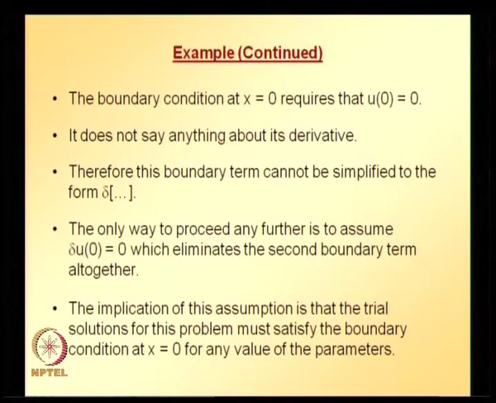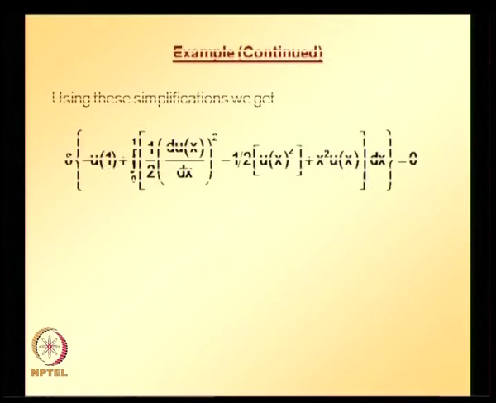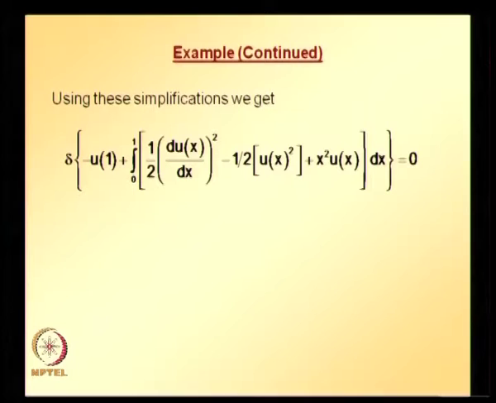The implication of this assumption is that the trial solution for this problem must satisfy the boundary condition at x is equal to 0 for any value of parameters. Please remember, at x is equal to 0, the essential boundary condition is given. So, the implication is that at any cost you need to satisfy the essential boundary condition. And so, with this reasoning we can eliminate the second term also. So, the first two terms get eliminated and you will be left with only the last term, that is variation of some quantity is equal to 0.